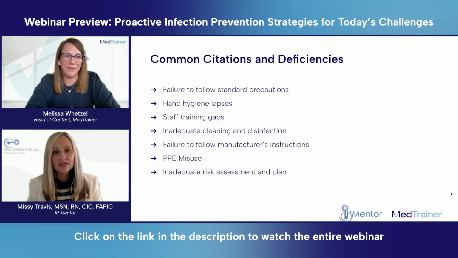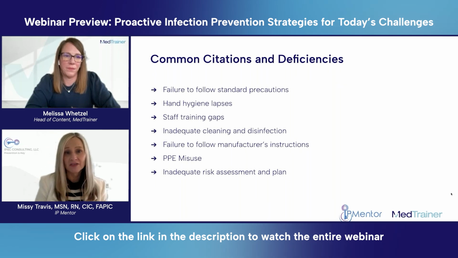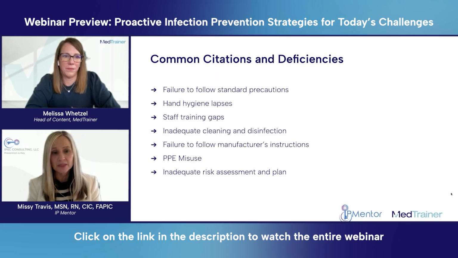PPE misuse, this one has been fairly common, I would say, since the pandemic, especially just because we were doing a lot of things during the pandemic because of the shortage of PPE that we would not normally do. And unfortunately, some of those bad habits carried over even after we restored some of those PPE supplies. And then finally, inadequate risk assessment and plan. That's why I explained that process earlier, because oftentimes people don't understand the connection between that risk assessment and how that is what informs your plan. They are tied together and need to be done sequentially.